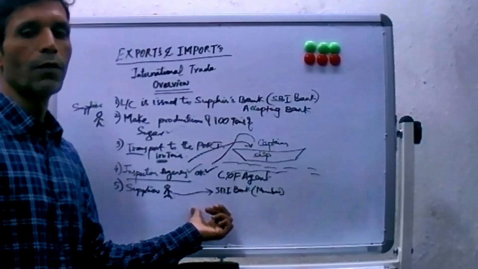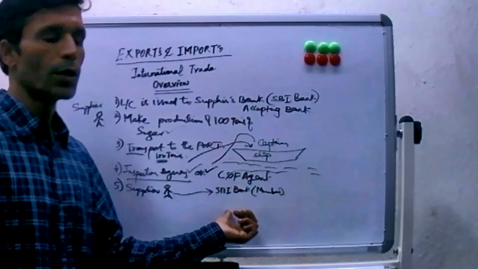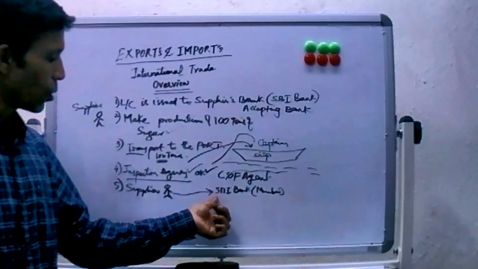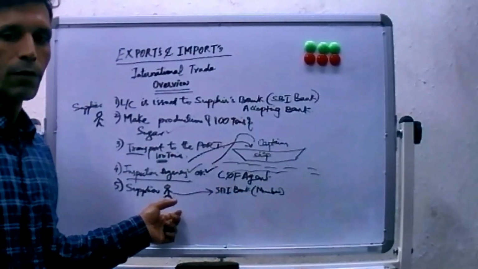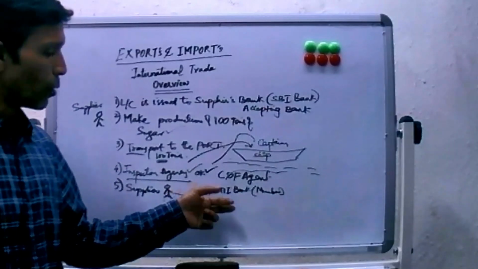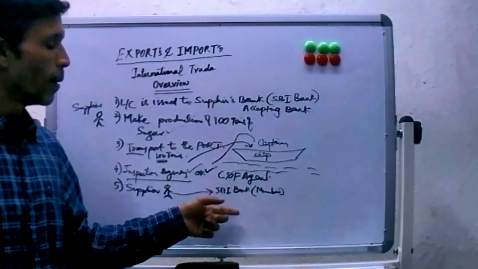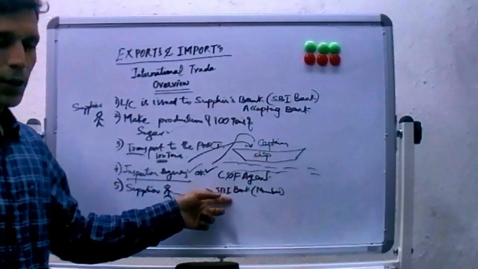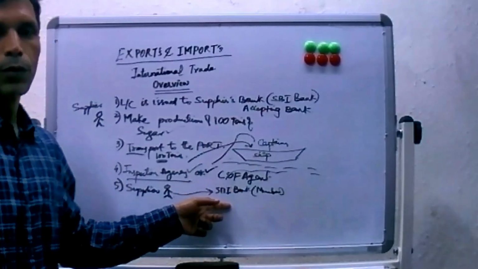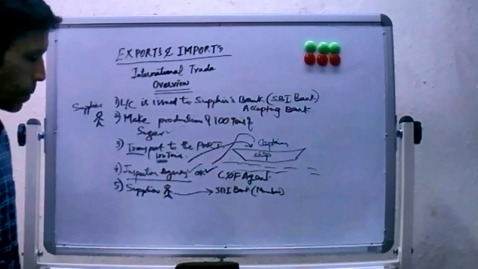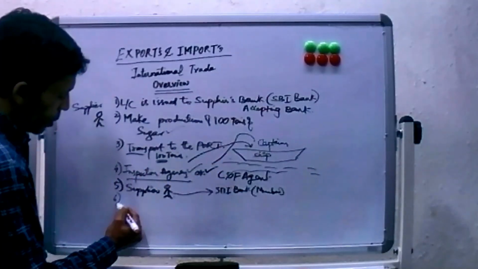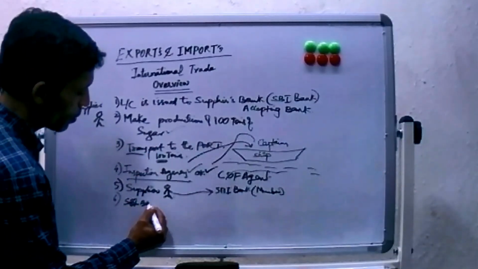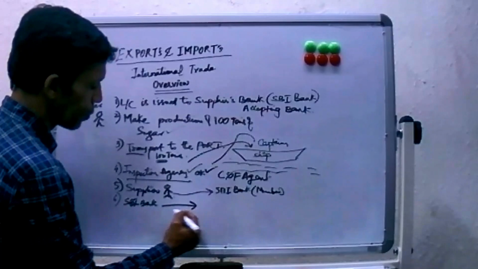So once the delivery documents are provided in the original to the SBI Bank, the supplier will also keep one copy with himself, but the originals he will provide to the SBI Bank. The SBI Bank in return will send these documents via courier to Riyadh Bank in Saudi Arabia.